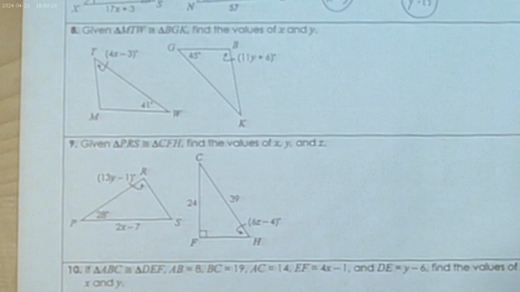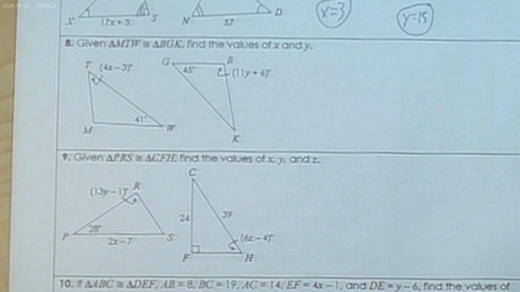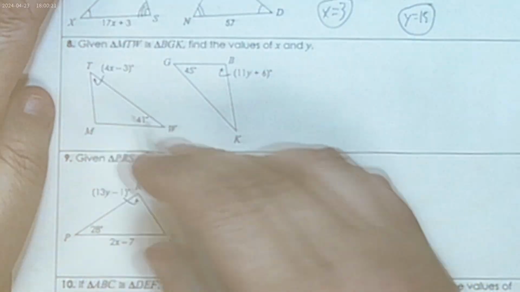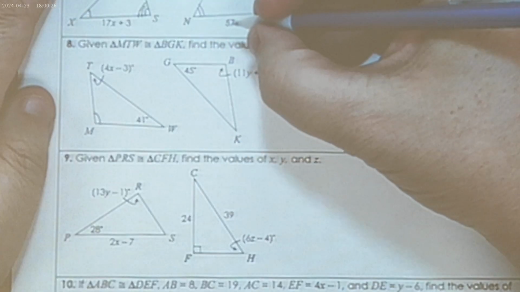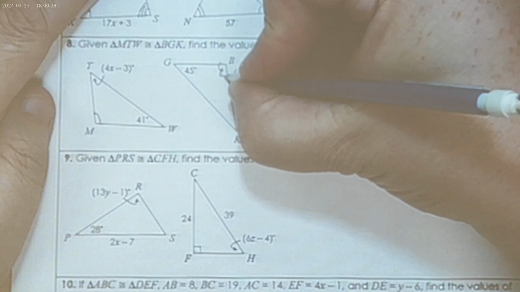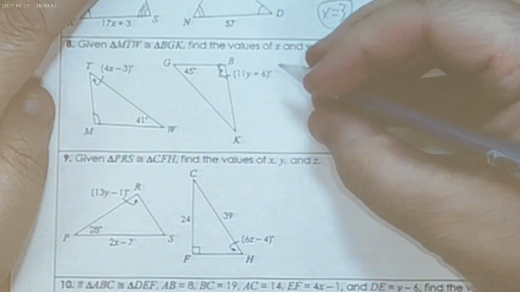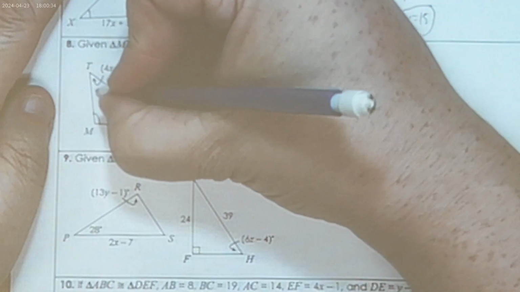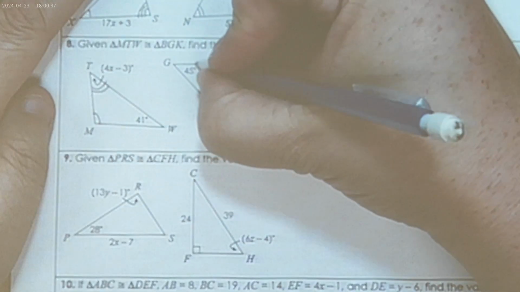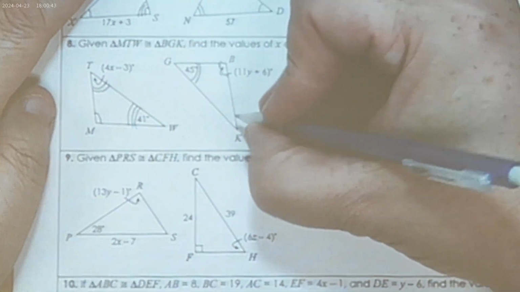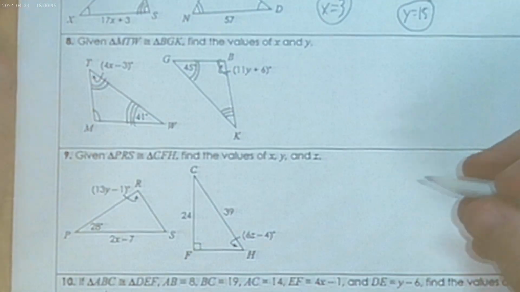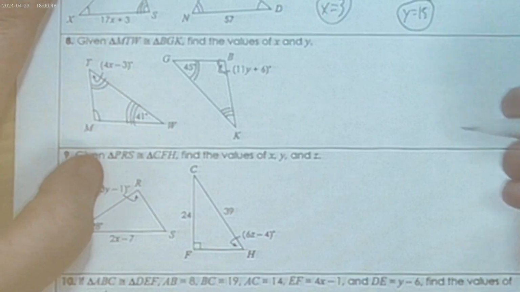I have no words. All right, so given that triangle MTW is congruent to triangle BGK, find the values of x and y. So MTW, BGK, so we'll start out, M goes to B, there we go. Thought M went to G for a second. I've seen weird things before, but all right, T goes to G, and then W goes to K. All righty. So got to solve for x and y.